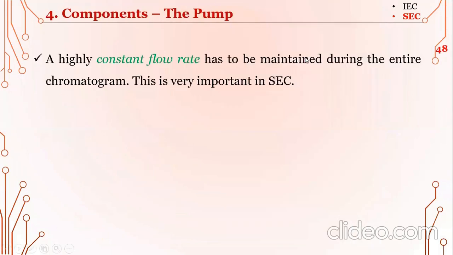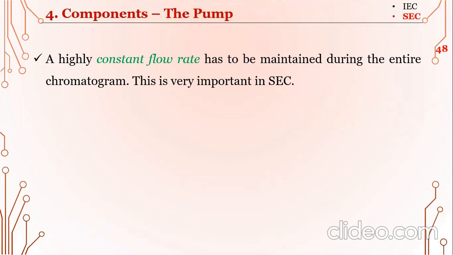After that, okay, so next is the pump. This is also a component of the chromatography. A high constant flow rate has to be maintained during the entire chromatogram. So this is very important. Constant flow rate is also important, along with considering all other aspects like the column length, the column diameter, and the packing of the columns, and the overpacking or the underpacking. We have to check all these things.